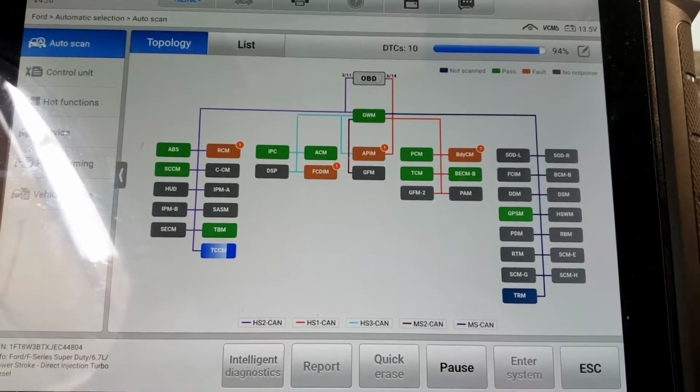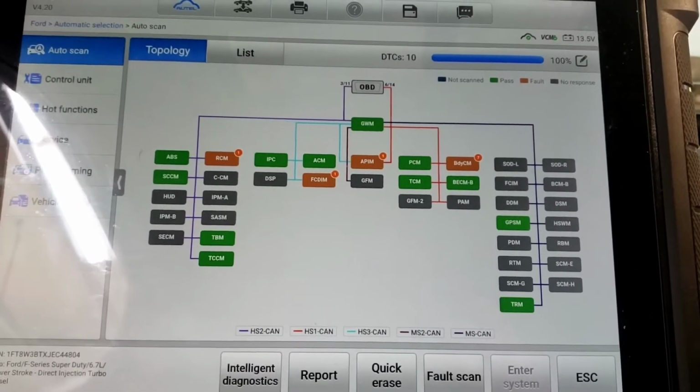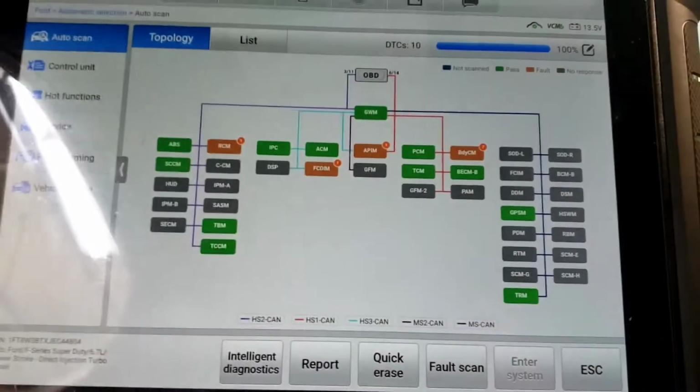Don't Google GWM because it comes up as a gay white male. But it's actually GWM, the gateway module. So the gateway module on these Fords is this guy down here where the DLC connector is. That's the little gateway module.